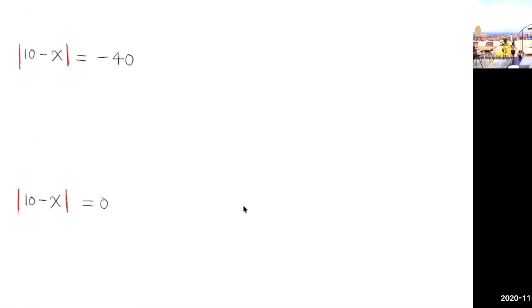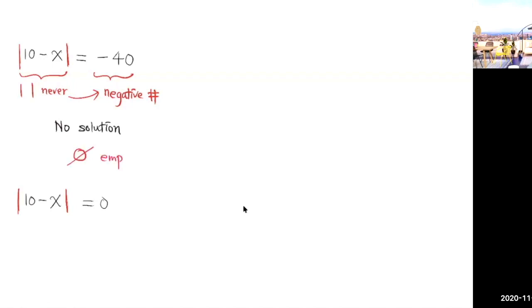So is it possible? No, it's not possible, because you're having this absolute value equal to this negative number. Remember, absolute value is never negative, right? So it's impossible. The answer here will be no solution. The solution set will be the empty set, a zero with a slash, like an empty basket.